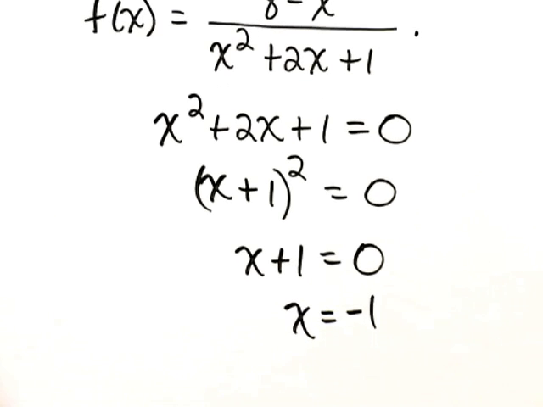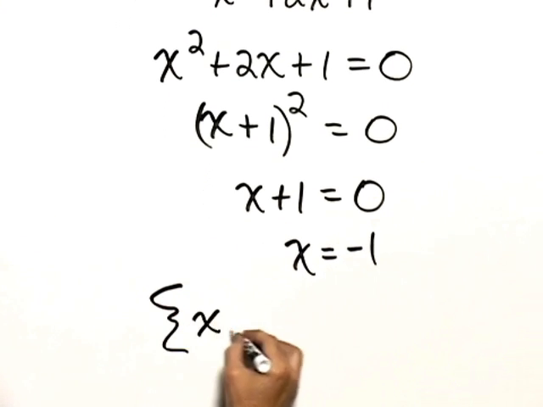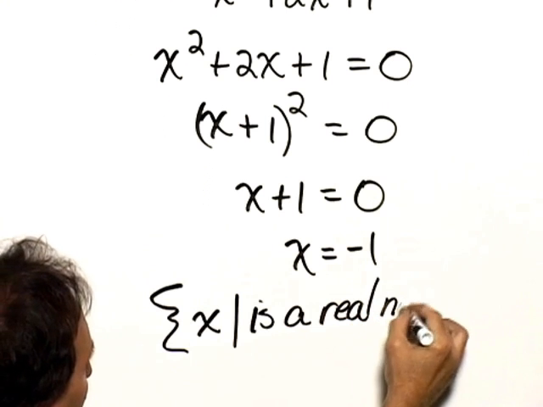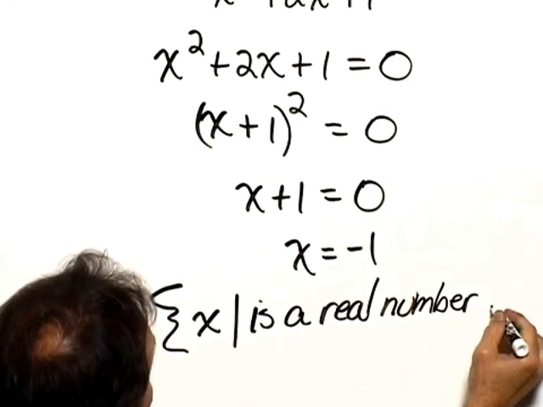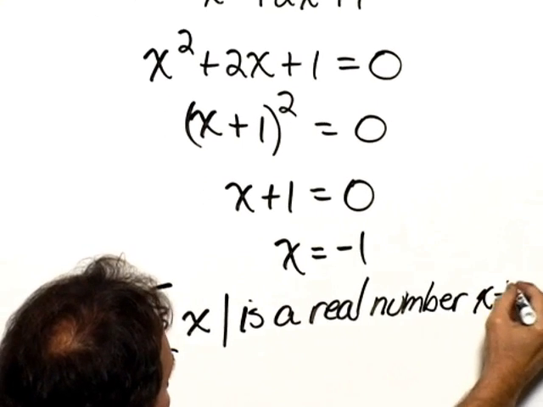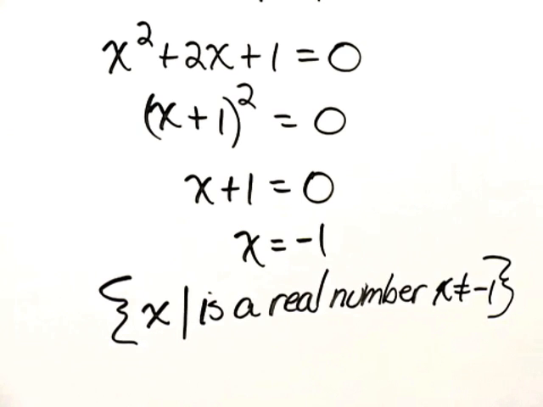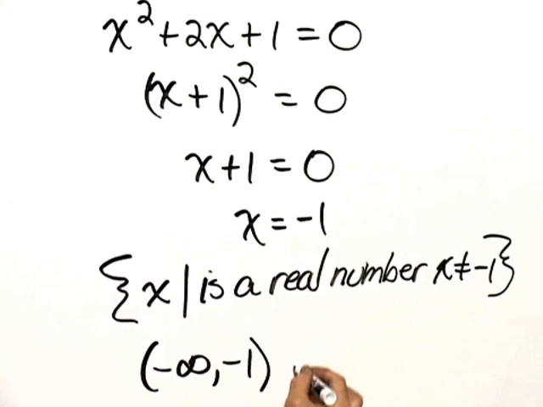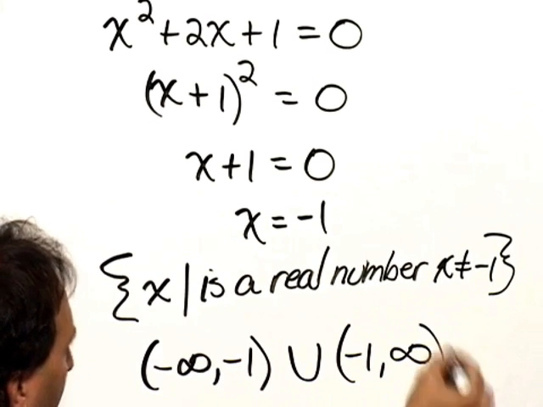And so we write that answer either in set notation as the set of all x such that x is a real number where x is not equal to negative 1. Or in interval notation, from negative infinity to negative 1, union negative 1 to positive infinity.